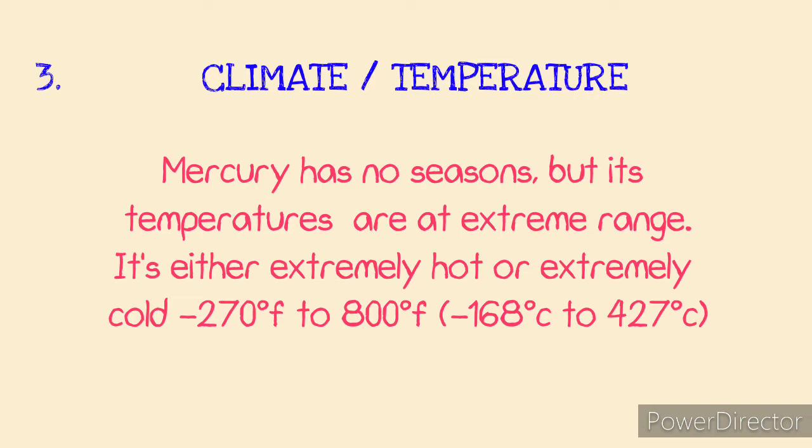Mercury has no season, but its temperature is at a very extreme range, as it is extremely cold or extremely hot in Mercury. The temperature ranges from minus 270 degrees Fahrenheit to 800 degrees Fahrenheit. As a result of the lack of atmosphere in Mercury, it does not experience weather like storms, wind, cloud, or even rainfall. Let's recall that we said it takes 58.7 days for Mercury to complete a rotation.